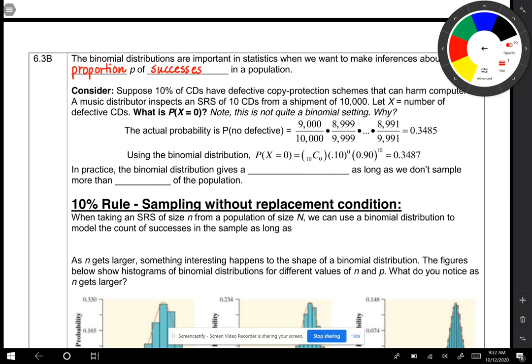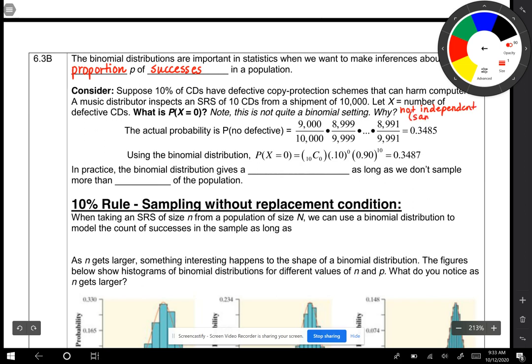Consider 10% of CDs have defective copy protection schemes that can harm computers. A music distributor inspects a simple random sample of 10 CDs from a shipment of 10,000. Let X equal the number of defective CDs. What is the probability that X equals 0, so that there are 0 defective CDs? Note, this is not quite a binomial setting. And why is it not a binomial setting? If you go through your bins, you would know that this is not an independent situation because we are not replacing anything back.